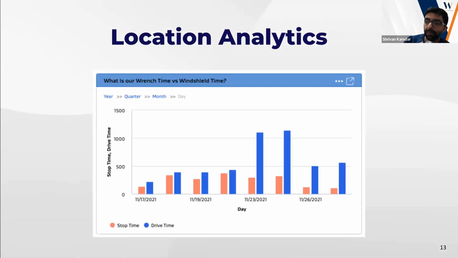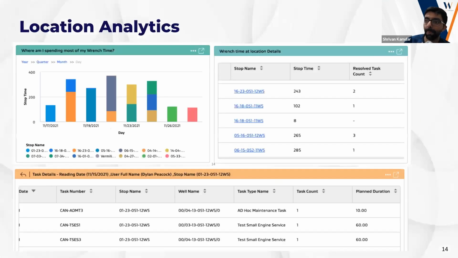Other things we've done with the data is we've analyzed stop time and drive time for our customers. These are some of the dashboards that they create. So how long are they at a stop versus how long did they spend driving around, just to see the balance of the two and whether they can have more effective routes. What locations are they spending most of their time at, how long were they there, and how many tasks were done at those locations. These are some of the other things we've seen some of our customers do.